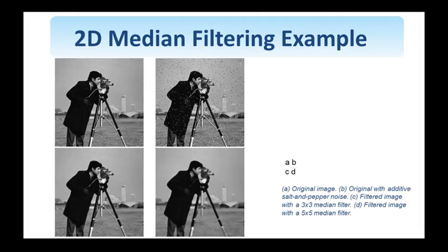We see here an example of median filtering. Here is the original image. Here is the noisy one, corrupted by salt and pepper noise. This is the result of the application of a 3x3 median, and this is the result of the application of a 5x5 median. In both cases, the noise has been completely eliminated. However, with a 5x5 median, the image has been considerably blurred, and therefore for this particular experiment, our choice should be the 3x3 median.